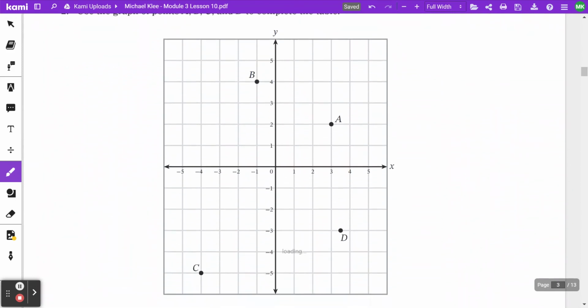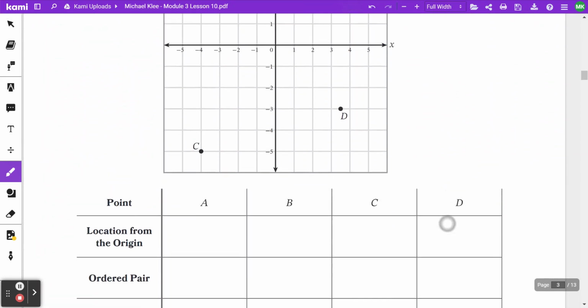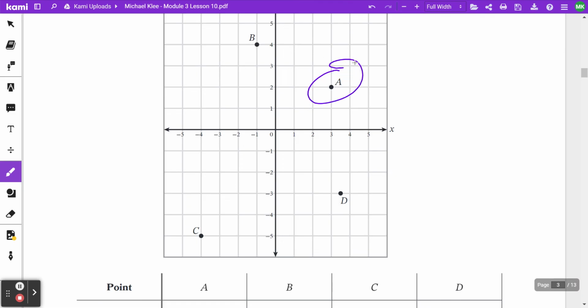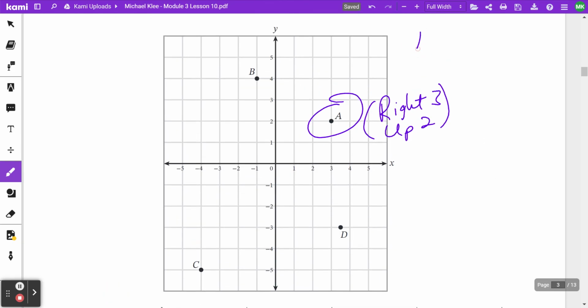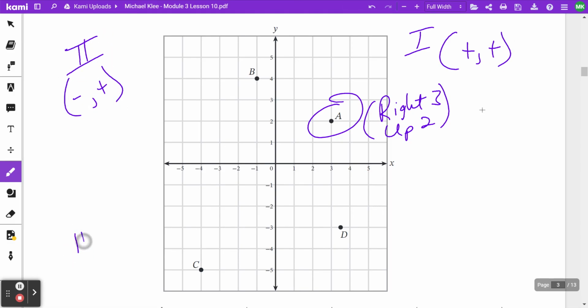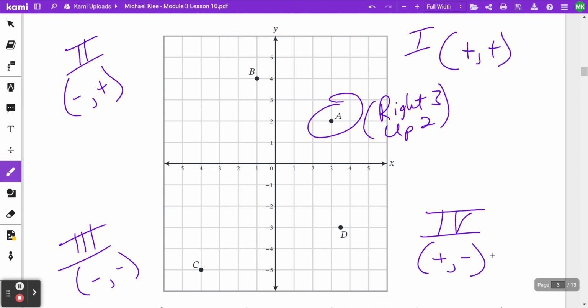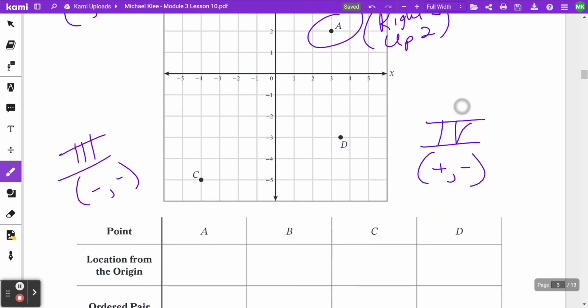And then, well, they just wanted you to practice a little bit. So for this guy here, let's say point A, this guy out here, right? I'm going to go to the right 3 and then up 2. Notice it's quadrant 1. So I would always do this, positive, comma positive. Quadrant 2 is always a negative, comma positive. Quadrant 3 is always a negative, comma negative. Quadrant 4 is always a positive, comma negative, right? And so that's what they want in the chart.